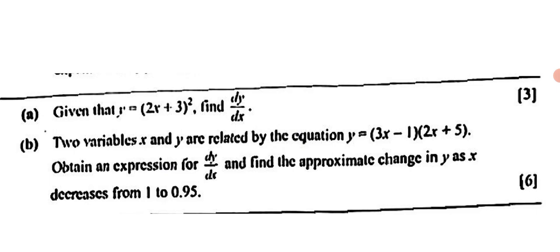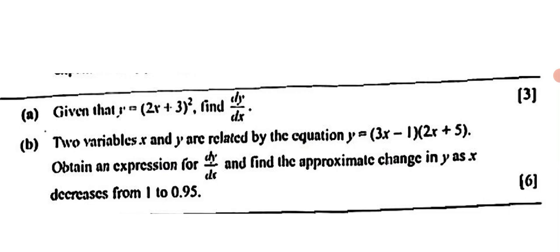Then they are saying two variables x and y are related by the equation y is equal to (3x minus 1) multiplied by (2x plus 5). Then they want you to obtain an expression for dy/dx. So that's important. That's actually a question. Obtain an expression for dy/dx and then find the approximate change in y as x decreases, so it's reducing from 1 to 0.5.